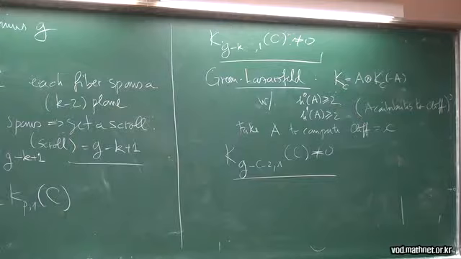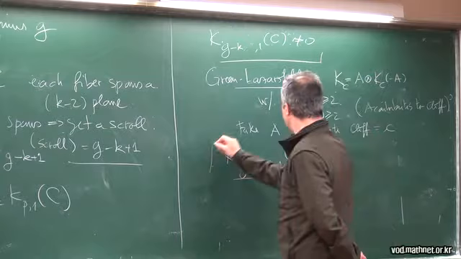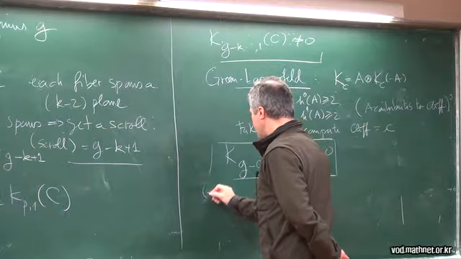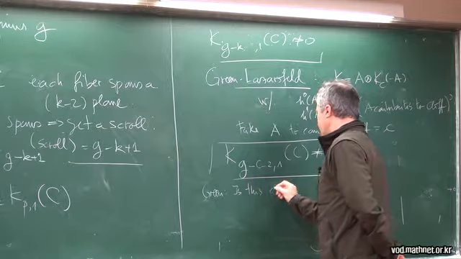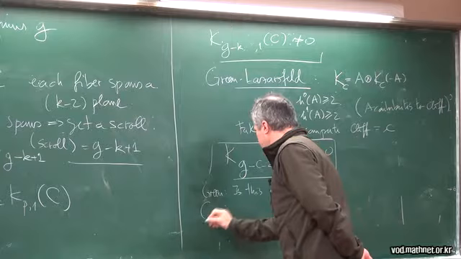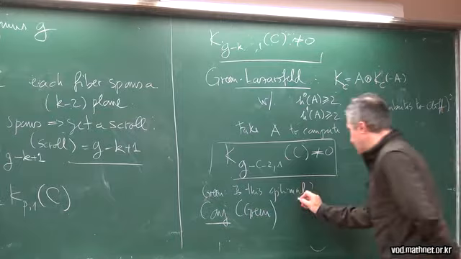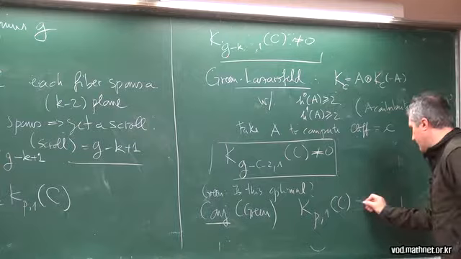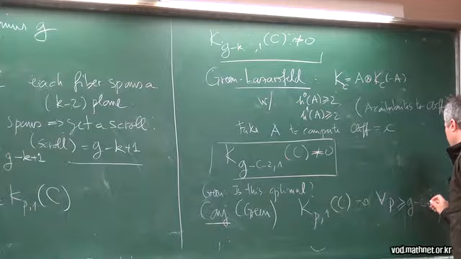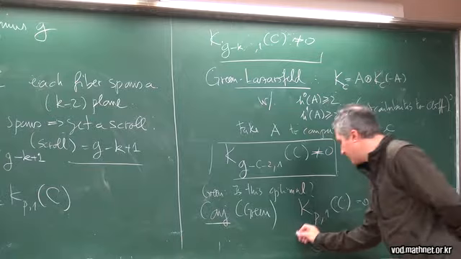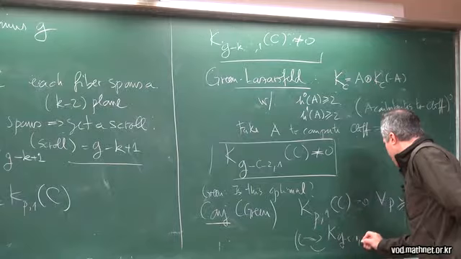Anyway, Green asked the following question: is this optimal? And the answer should be this famous conjecture of Green, which is yes, meaning that K_{p,1} of C, of a canonical curve, is zero for any p at least g minus Cliff minus 1. That amounts to proving that K_{g-Cliff-1,1}(C) is 0.